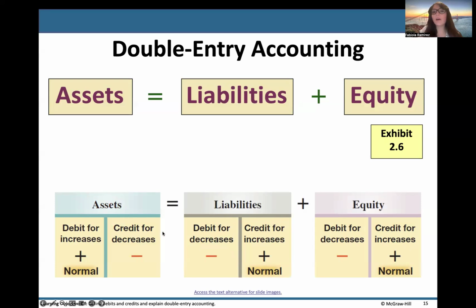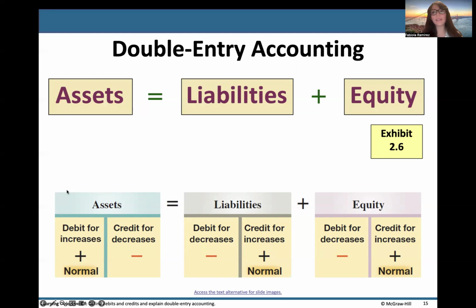So we have something called double entry accounting. That just means that every time there is a transaction, two accounts are affected. So we have assets equals liabilities plus equity, which is our accounting equation. And here we are going to discuss which items have a normal debit or credit balance. Beginning with assets, assets have a normal debit balance. So whenever there is an increase to an asset, you are going to increase it with a debit.